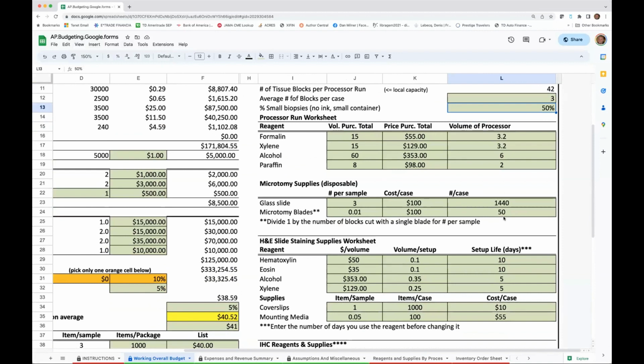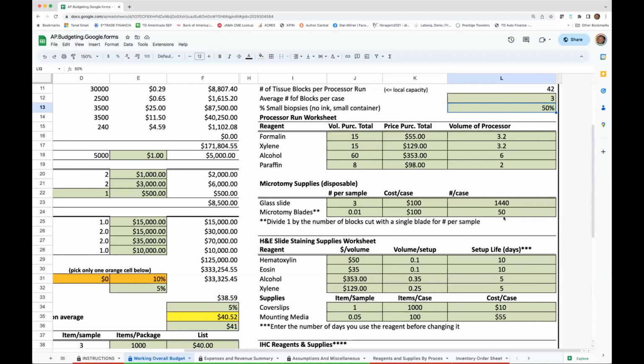And again, the way that this particular one is set up is you have a purchase price from your invoice, right? So your invoice says this lab paid $55 for formalin, and then that $55 for formalin is a certain volume in liters, right? So we bought 15 liters of formalin for $55. We bought 60 liters of alcohol for $353. And so we put that information in based on our invoices.